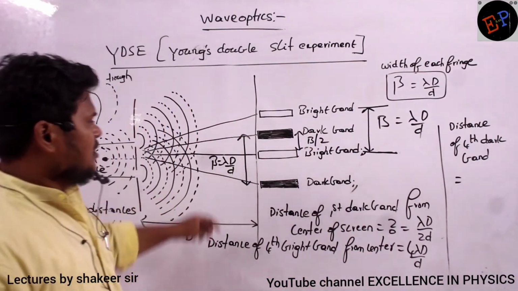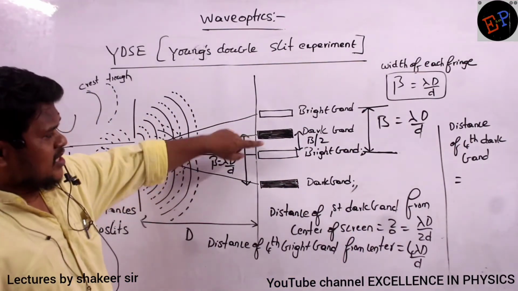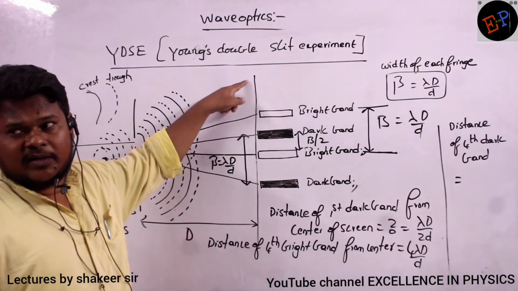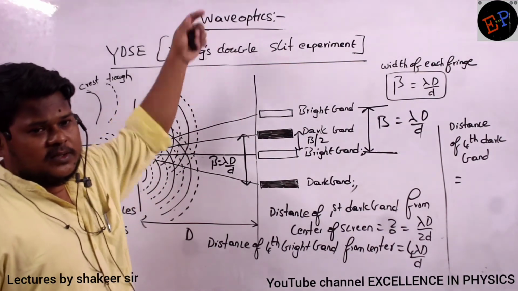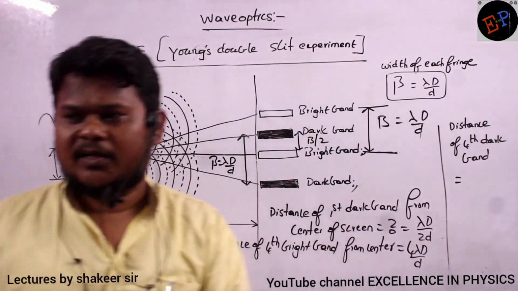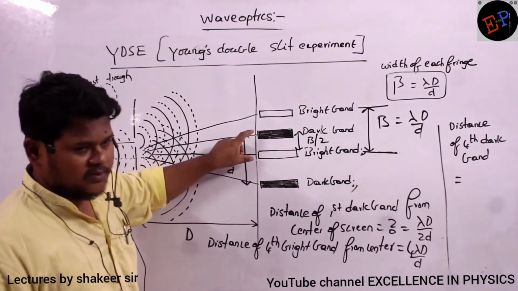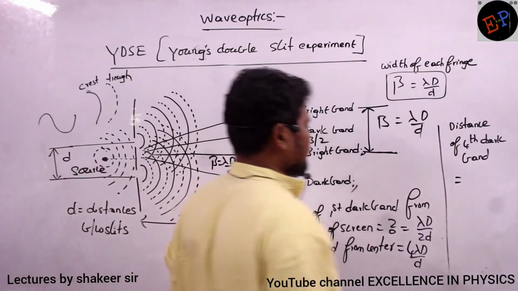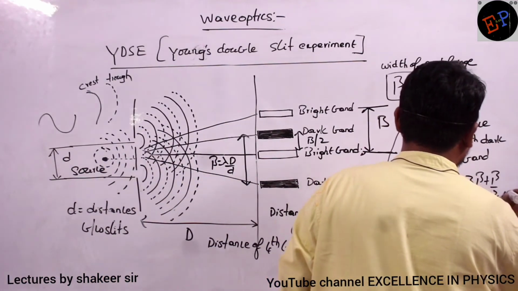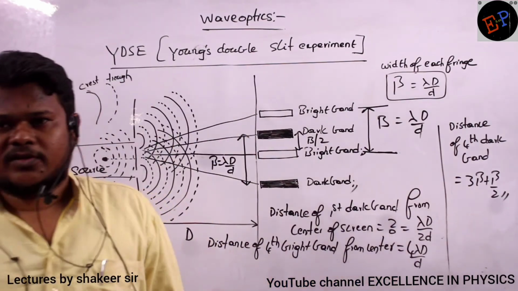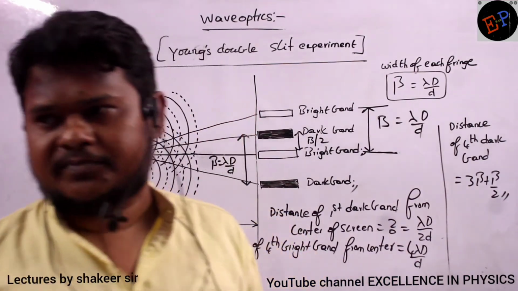Understood? Now from the first one, the second one will be at how much distance? Second dark band? Beta. Third one? Beta. Fourth one? Another beta. So beta plus beta plus beta? 3 beta. 3 beta plus beta by 2. That is the distance of the fourth dark band from the center.